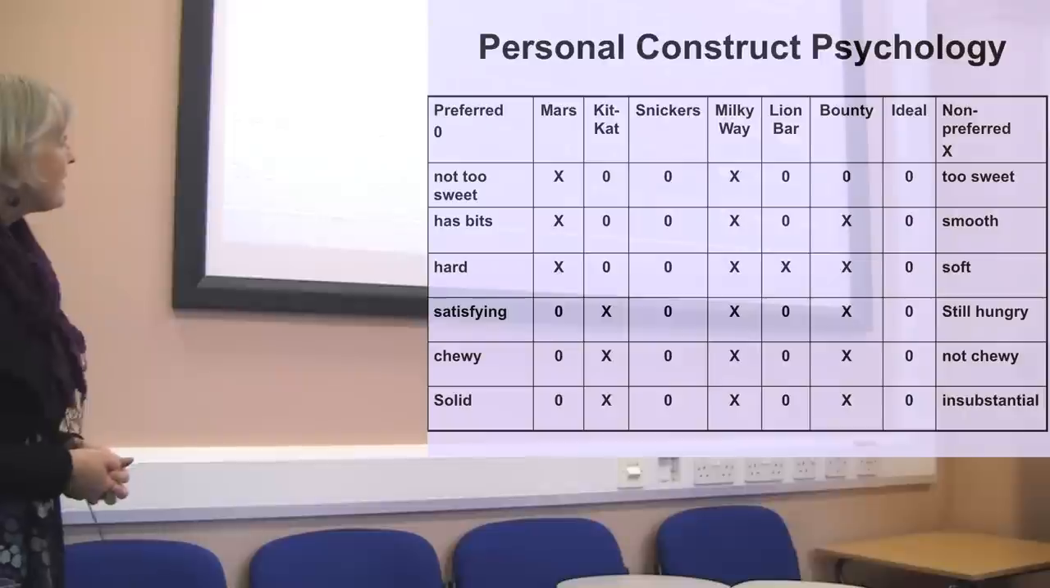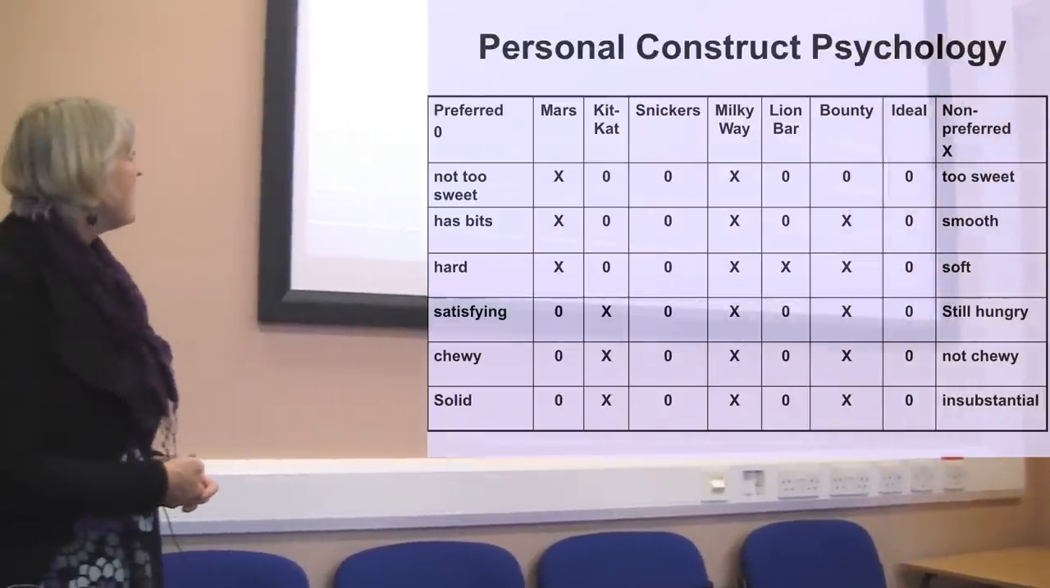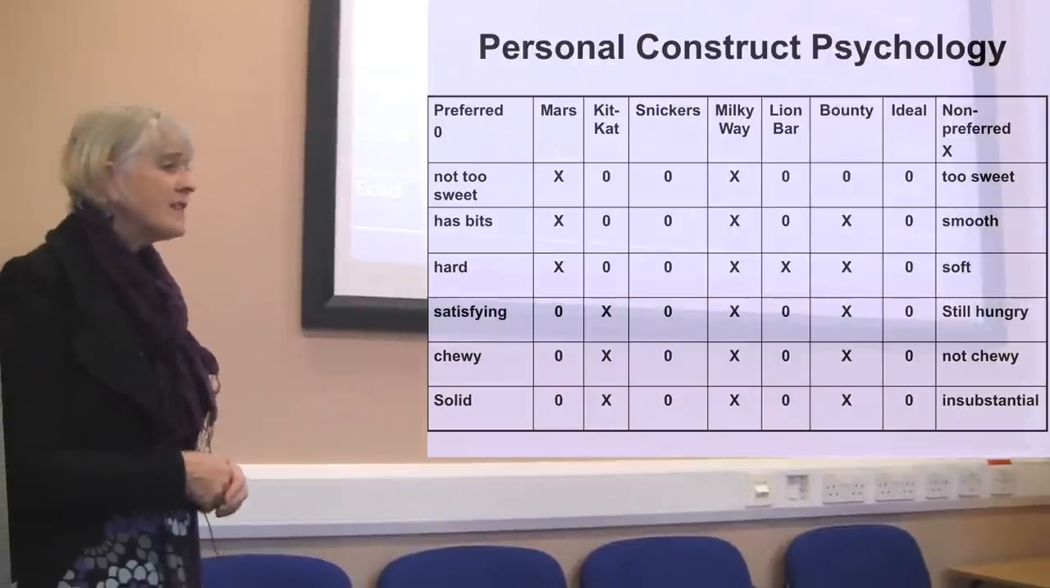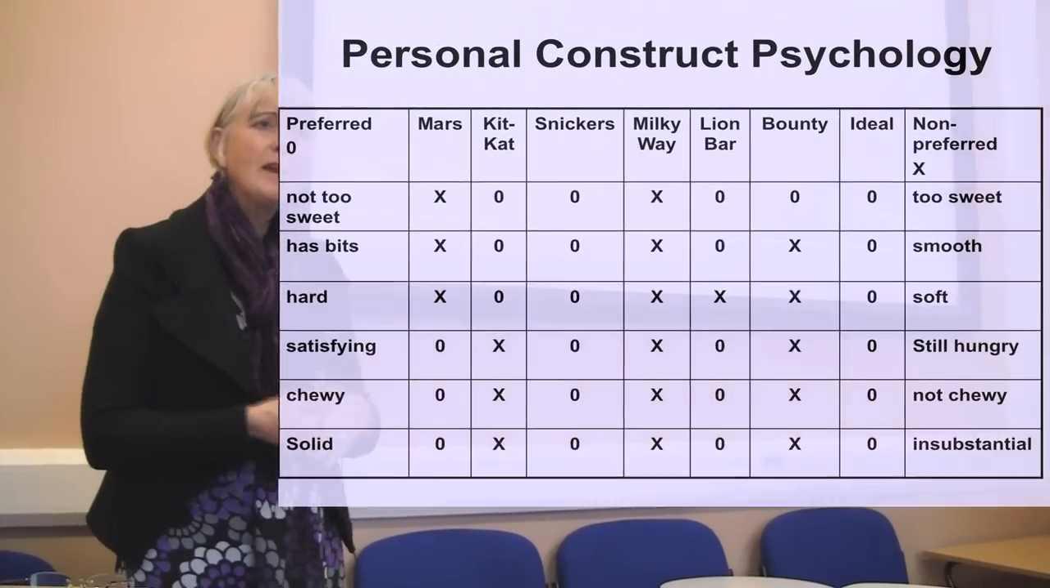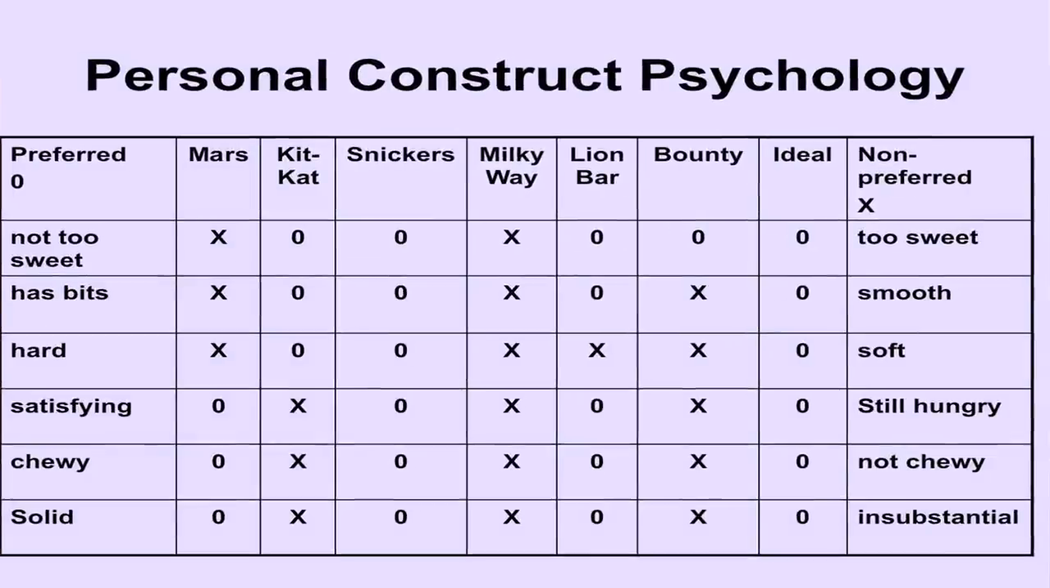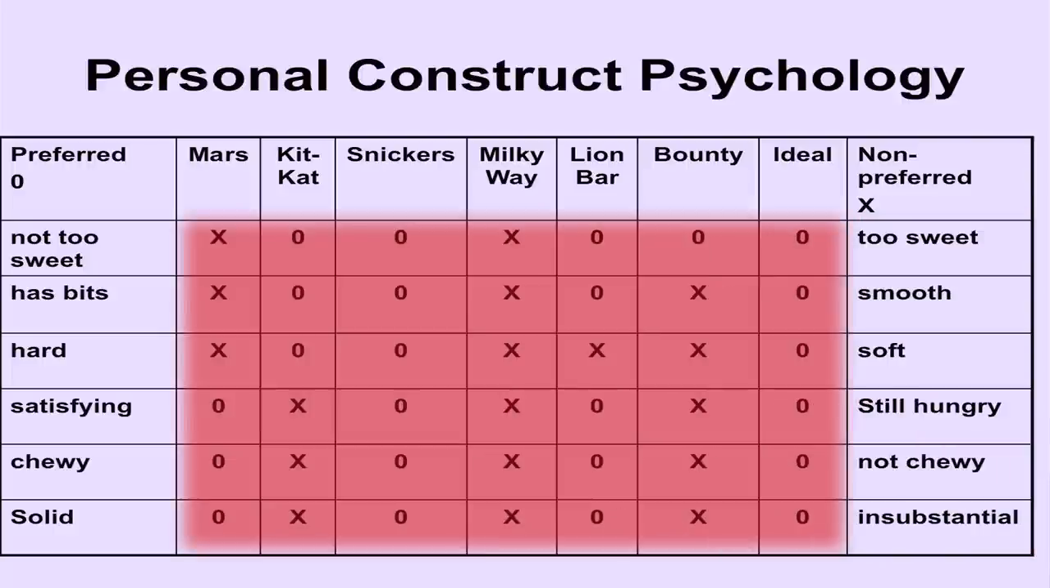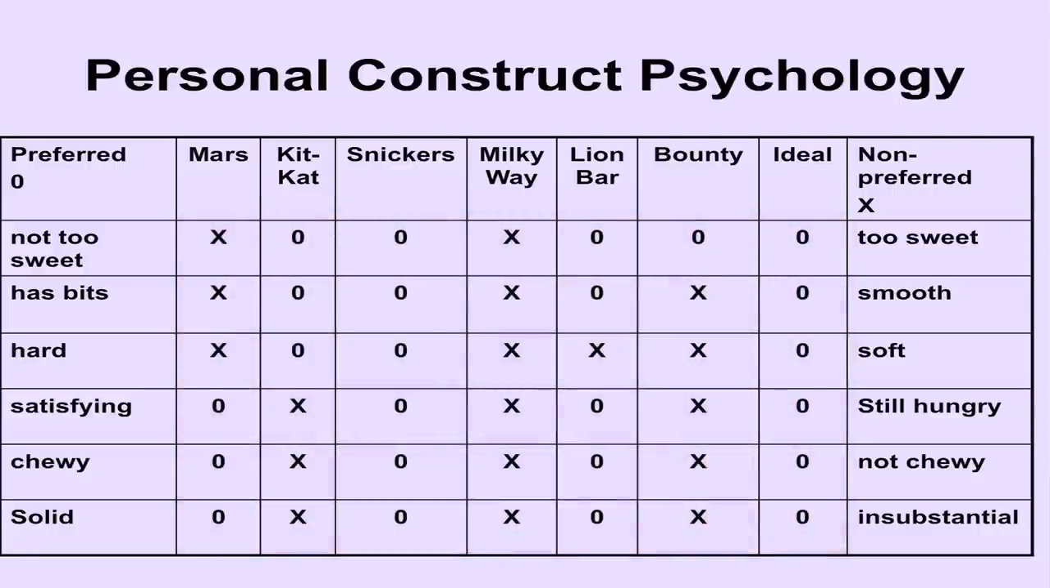And what we can do finally now is to look for some relationships between the constructs and between the elements, to try to get some understanding of what it is about chocolate bars that really interests me, what's meaningful for me, what I like. So here are my preferred poles down the left-hand side and my non-preferred poles down the right-hand side, and how I've rated those chocolate bars on all of those constructs. So first of all, what I want you to do is to look for relationships between elements. This is one of the things I said we can do with a grid. We can look at relationships between elements.